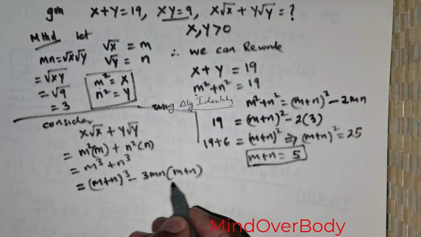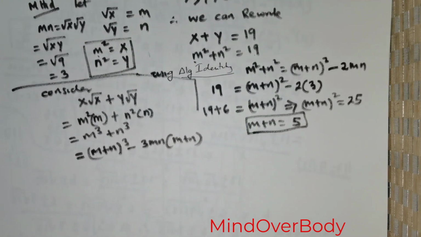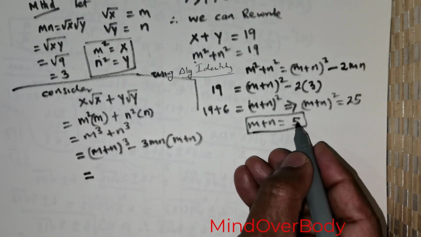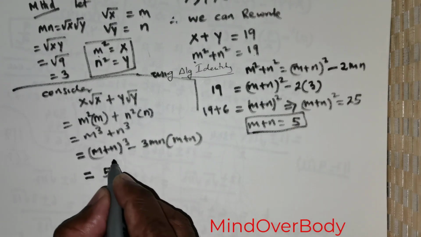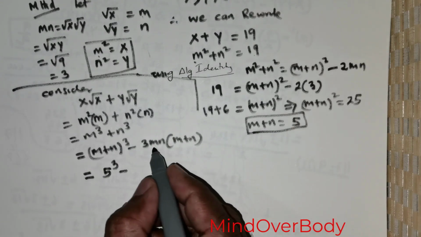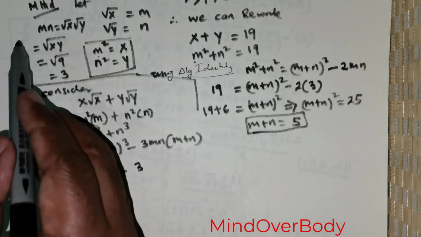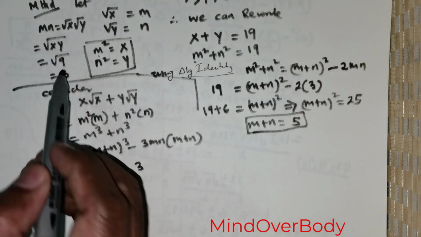So I need to get rid of that. So that's why I'm placing this. Now what is this? This is equal to m positive n. What is that? It's equal to 5. Place that. 5 cubed negative 3 times mn. What is my m times n? I've got it already. M times n is 3.